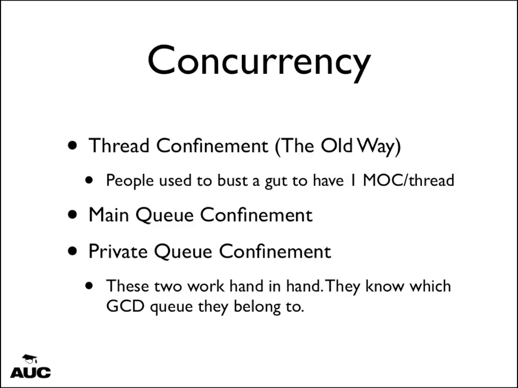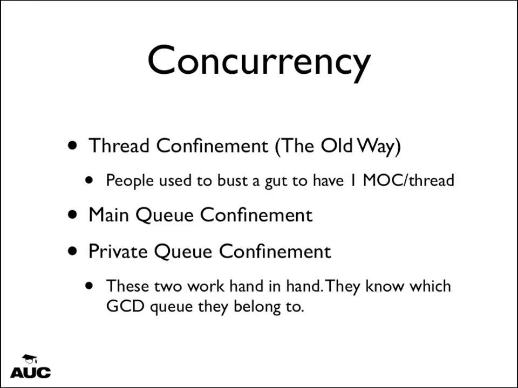So with private queue confinement, whenever we ask that managed object context to do something, it does the complex work of tracking which thread or queue it belongs to. You just give it the unit of work and it'll do it on the correct thread. So gone is that risk of accidentally trying to use a managed object context on a different thread and getting odd results.